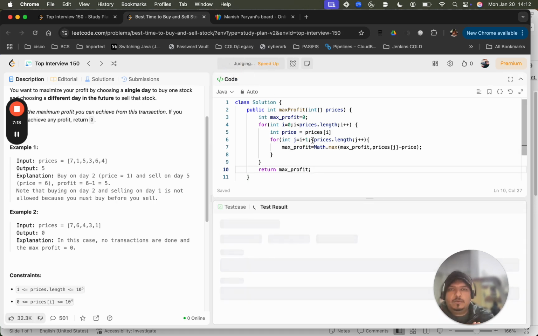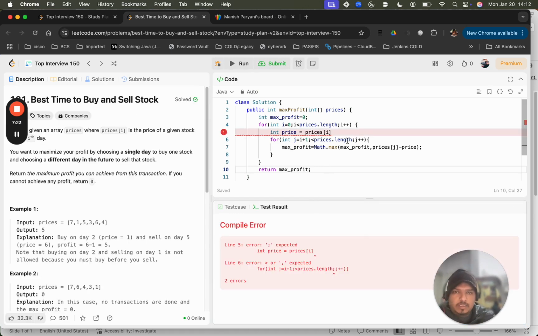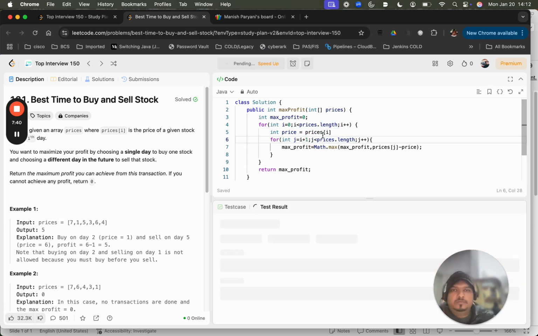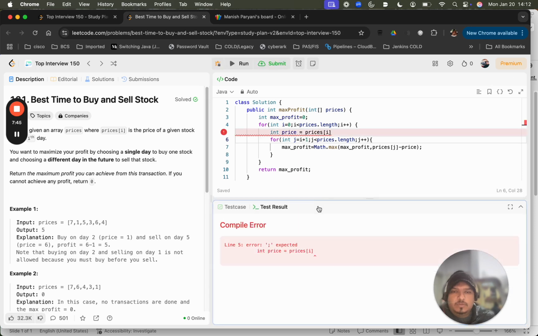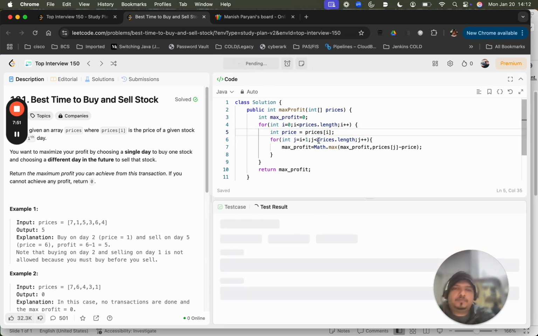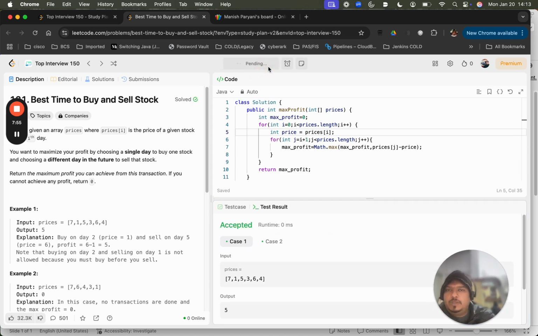Let me try to run this. Oh, something's wrong. Length. Is it extra space? No, there's no extra space. prices.length looks okay to me. Oh, this is what is wrong, right? Let's see. Oh, something is wrong again here. Yes, definitely. Accept it. Let me try to submit.